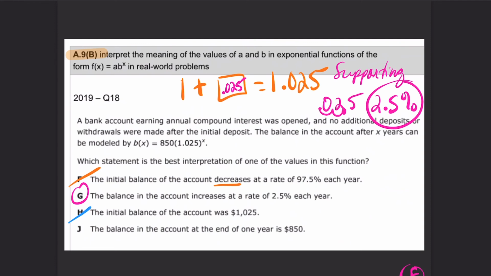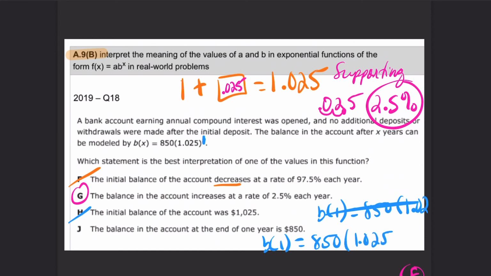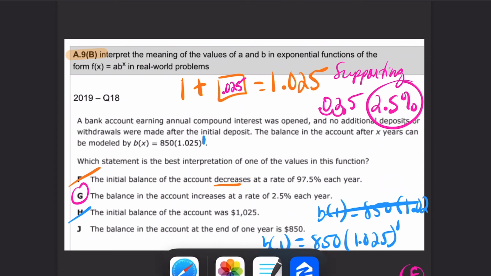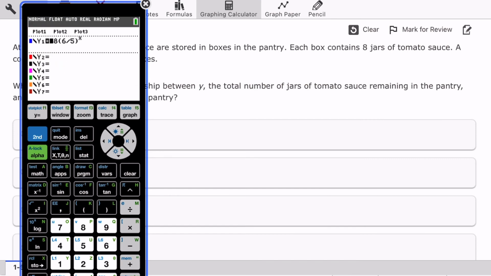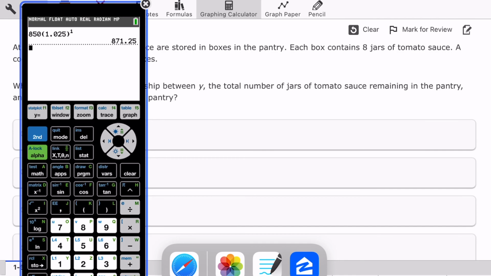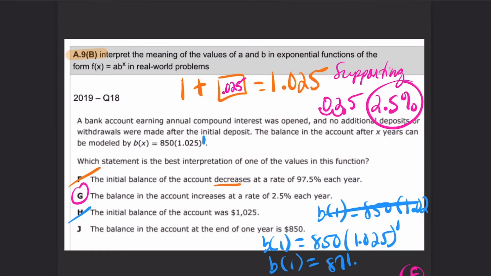So to figure out the ending balance after 1 year, you will have to substitute 1 for x. B(1) is equal to $850 times 1.025 to the power of 1. So let me put that in the calculator. Let me see how much money I have after 1 year. I'll have $871.25. J is not saying that amount, so that's why J is not correct.